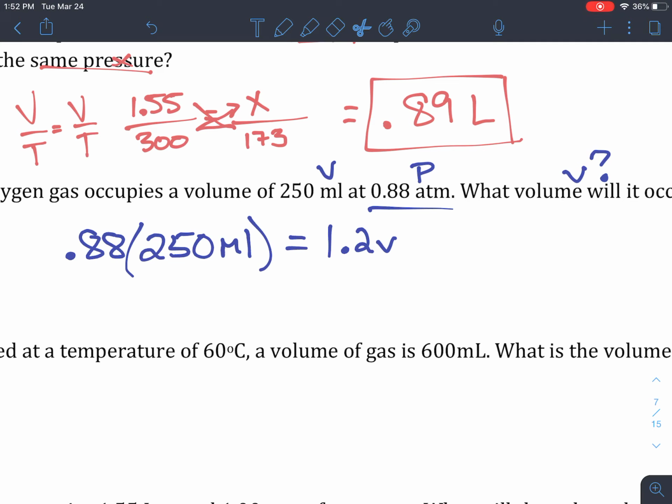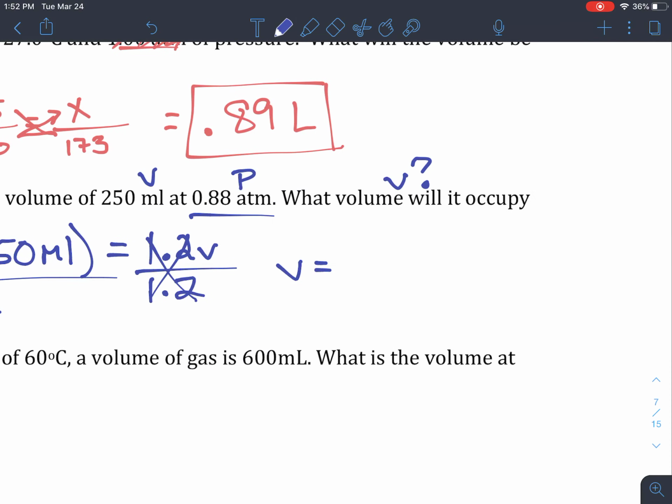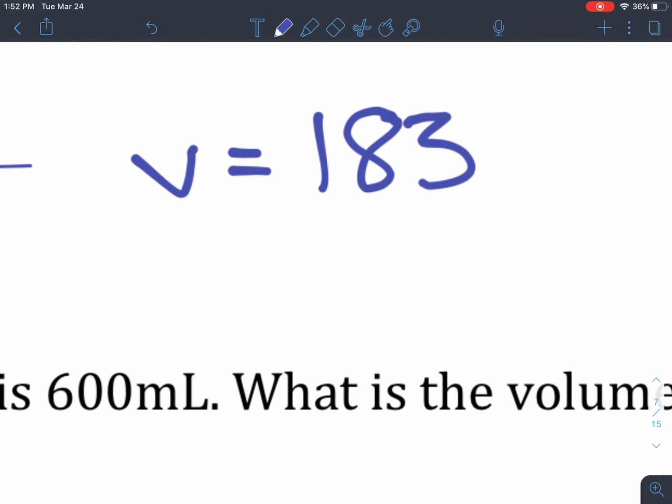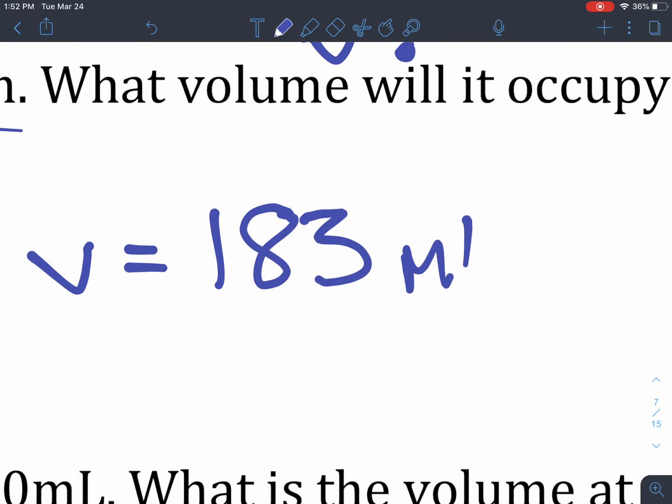Now, in order to solve for this, you just isolate your variable. So we want to get the V by itself, so we divide by 1.2. Whatever you do to one side, you do to the other, and then you plug it in your calculator. 0.88 times 250 divided by 1.2, and that's equal to 183.33333. We can just write 183, and the unit, since we started with milliliters, we can keep milliliters on this one.